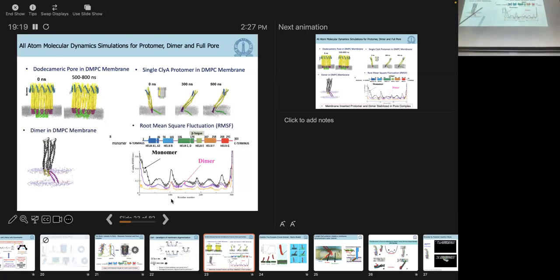But the moment you dimerize, you see increased stability. If you look at the root mean square fluctuation of the C alpha atoms, this is the monomers. You see a lot of flopping around. And if you look at the dimer, you see that the fluctuations have dropped. And this is the full dodecameric pore complex. So you can see that as soon as you start to oligomerize, you see enhanced stability during the oligomerization pathway.